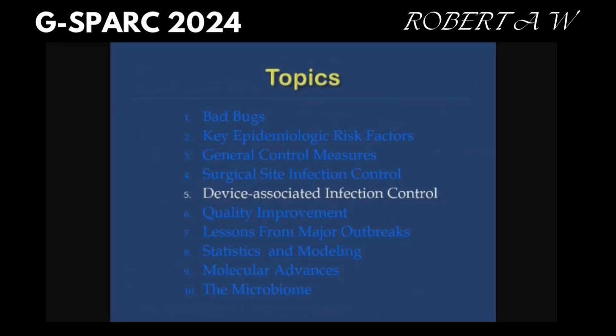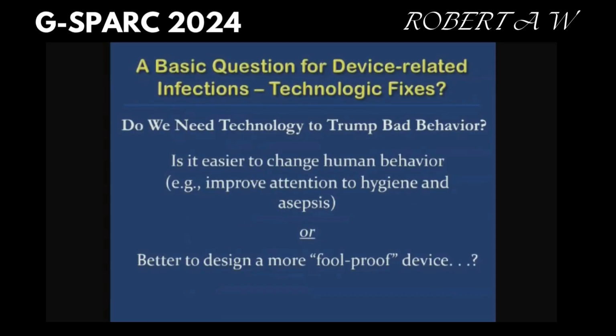So to drill down further on device-associated infections, I want to look at a couple of devices. Particularly, I'm going to look at ventilator-associated infections and vascular access-associated infections. But the first question we have to ask ourselves is the basic question for device-related infection: do we need technology to trump bad behavior? That is, is it easier to improve human behavior and attention to hygiene and asepsis, or is it better to design a more foolproof device that is not contaminated?